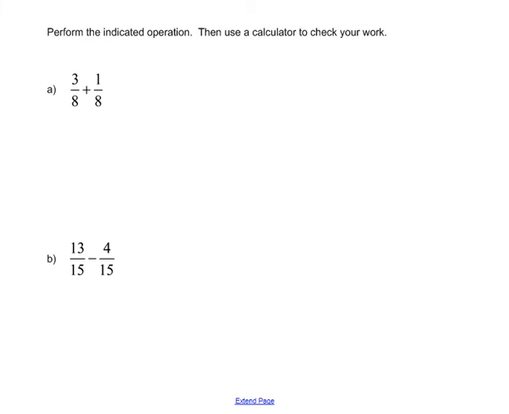Perform the indicated operation, then use a calculator to check your work. So in the problems we're working with here, we can see our first problem is an addition problem, and the second problem is a subtraction problem. So we certainly want to keep track of that.